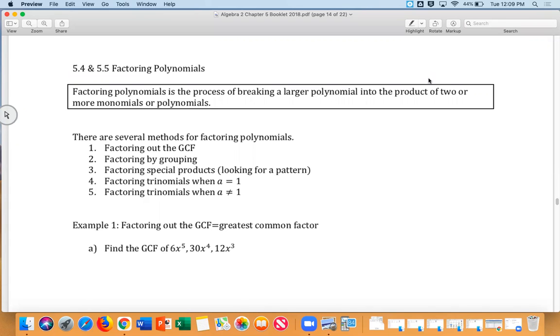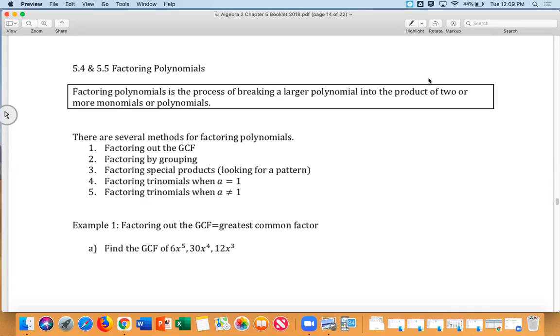Obviously, you guys need a little help with what a factor is. A factor is a number that goes into another number. For example, 2 is a factor of 4 because 2 goes into 4. 3 is not a factor of 4 because 3 does not go into 4. Okay, so that is a factor.